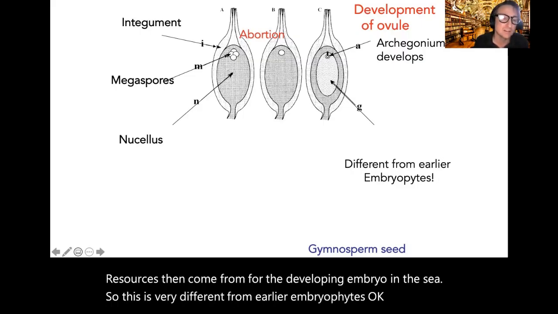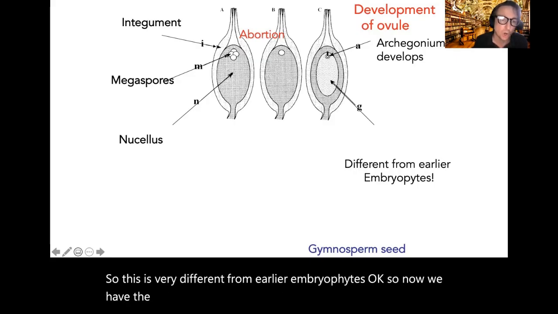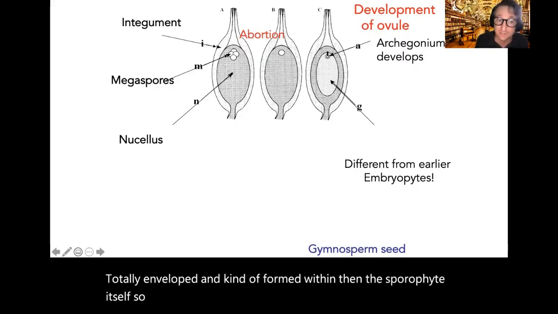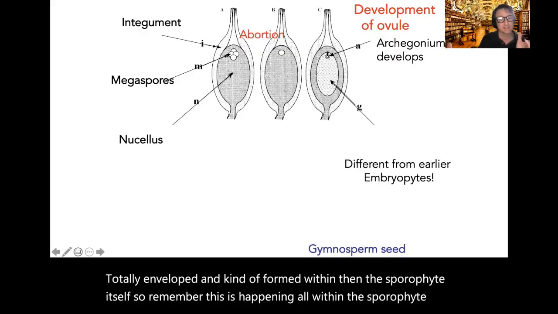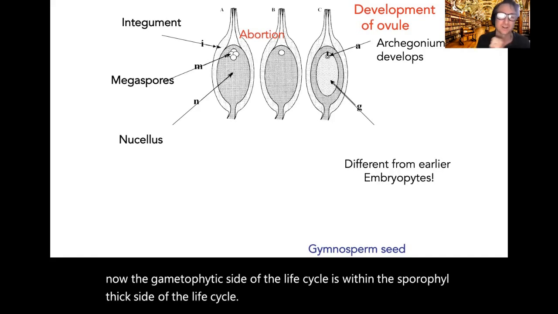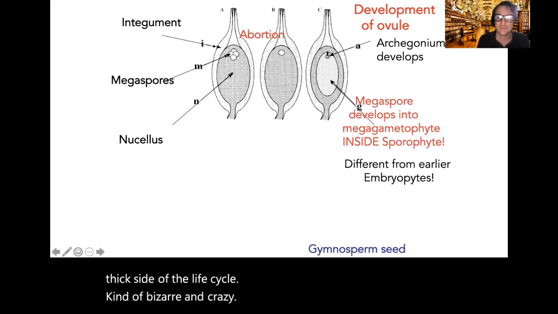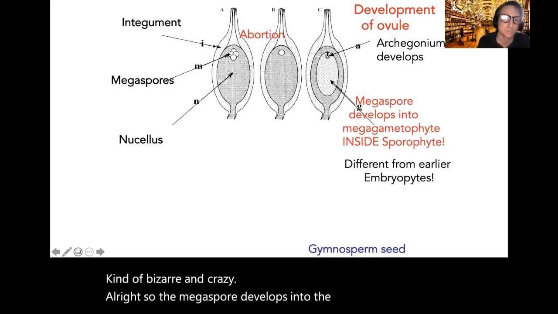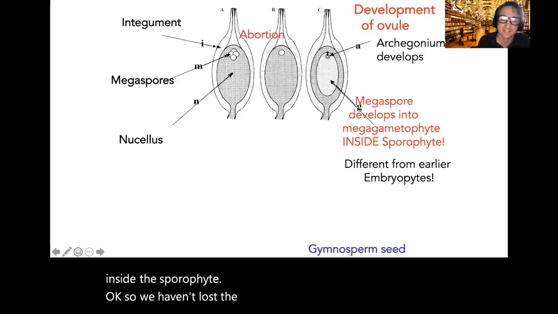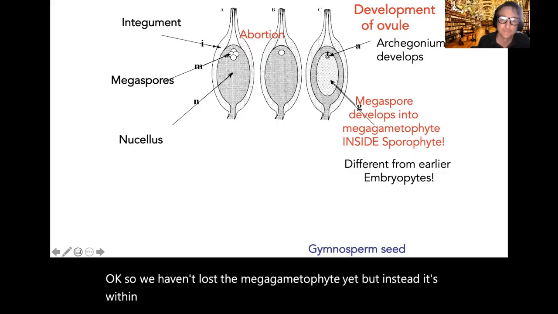Now we have the gametophytic stage totally enveloped and formed within the sporophyte itself. Remember, this is happening all within the sporophyte. So now the gametophytic side of the life cycle is within the sporophytic side of the life cycle. Kind of bizarre and crazy. The megaspore develops into the megagametophyte inside the sporophyte. We haven't lost the megagametophyte yet, but instead it's within the sporophyte.